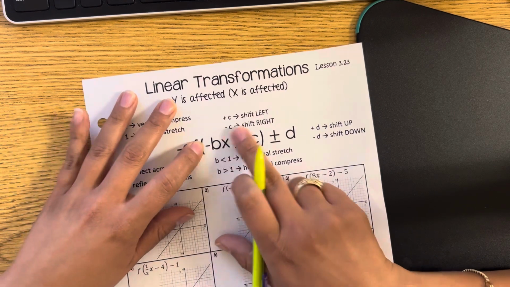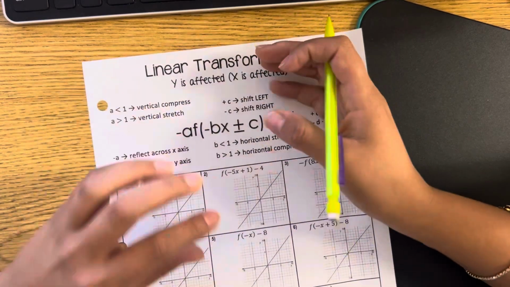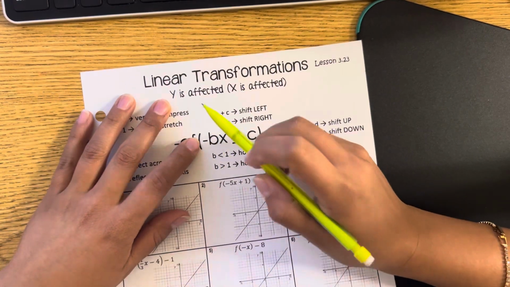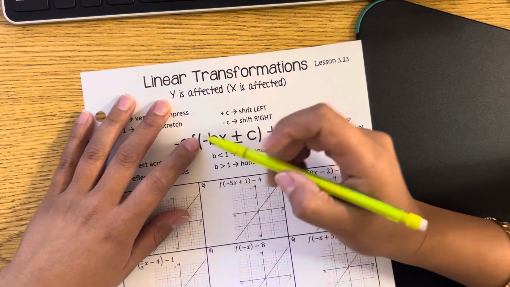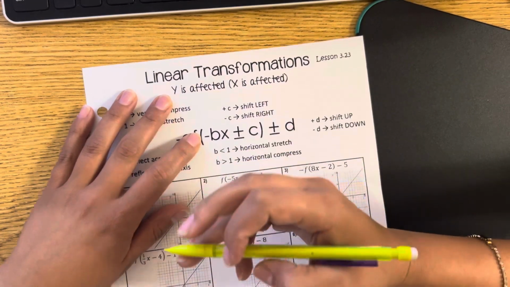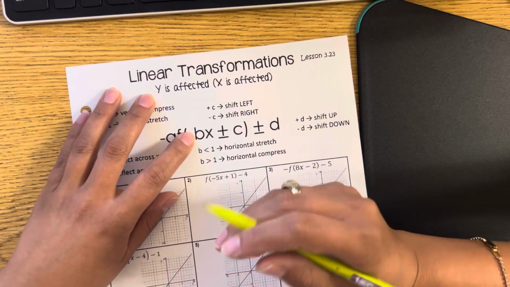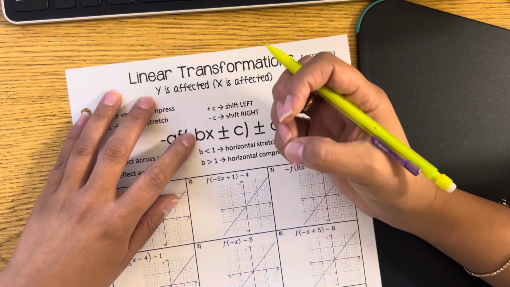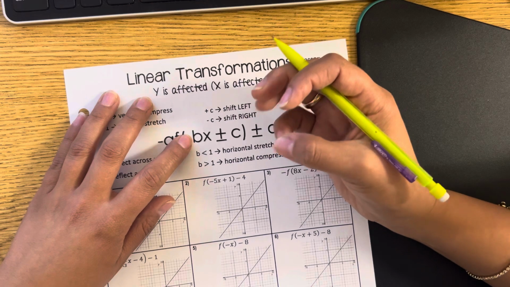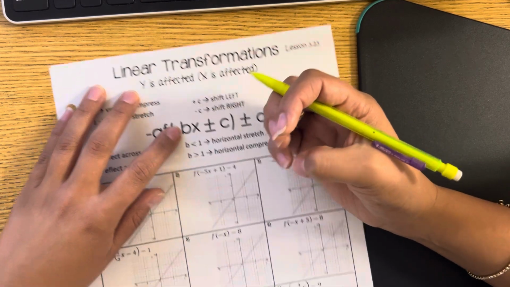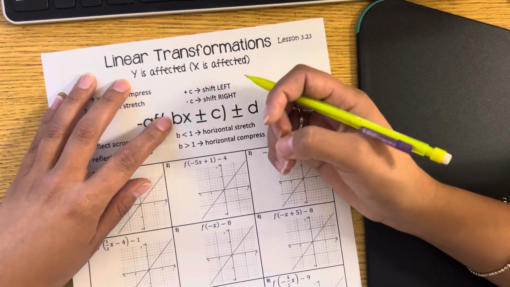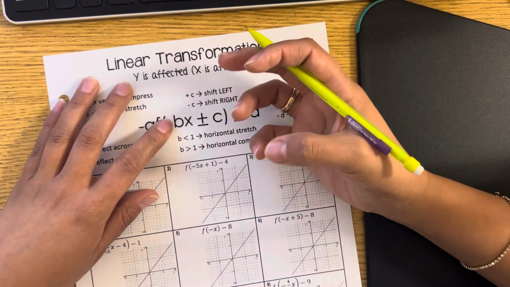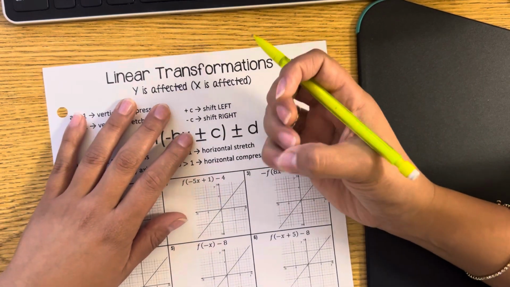The B value, or anything inside the parentheses, is the x, but it's opposite. So like negative normally means a reflection across the x, but since it's inside the parentheses, it's a reflection across the y. B, if it's less than 1, normally means compress, but since it's inside the parentheses, that's a horizontal stretch. If B is greater than 1, that normally means stretch, but since it's inside the parentheses, it's a horizontal compress.